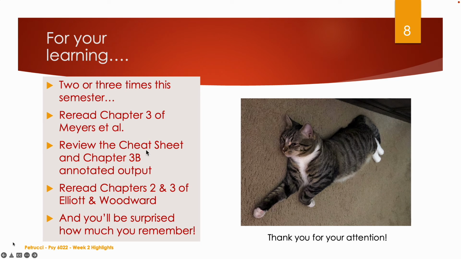Also review the cheat sheet for Chapter 3 and also the Chapter 3B annotated output. Again, it's going to make more and more sense to you because we're going to repeat looking at statistical assumptions for many of the analyses we'll do each week. And then also reread Chapters 2 and 3 of the Elliott and Woodward text from last semester that you're also using this semester. And again, you will be surprised how much you remember and how you begin to understand it.